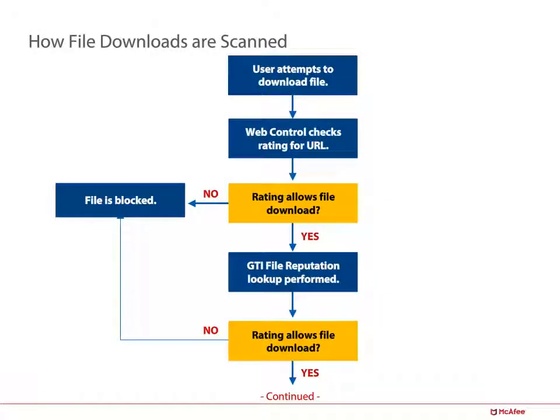How the file downloads are scanned is within this figure. You'll see first off the user tries to download the file. The web control will check the rating for the URL. If the rating allows the file to be downloaded, then we'll look at the GTI file reputation and then see whether or not the rating allows the file to be downloaded. Note that if the ratings do not allow the file to be downloaded, we will not download that file. We're going to continue on the next page.